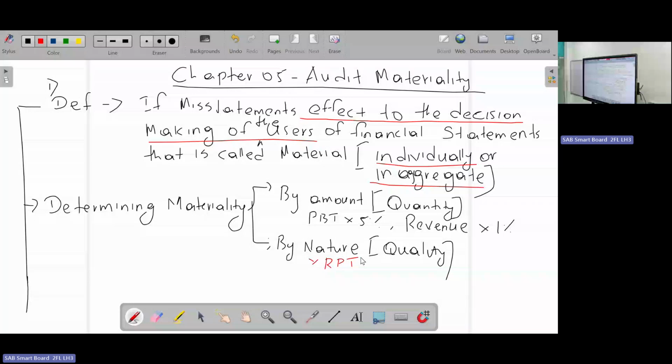And second one, acquisition and disposal, included in accounts. For example, whatever I gave in the first semester, this you have to understand. Acquisition and disposal.